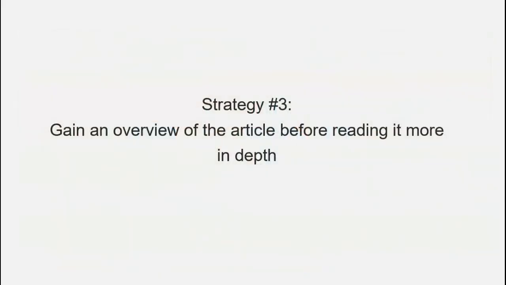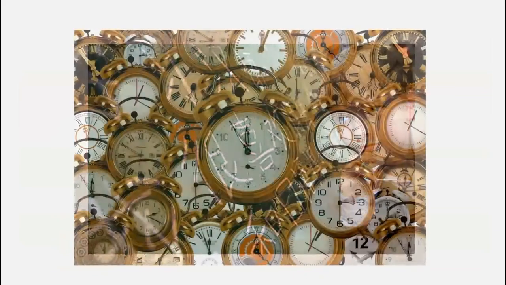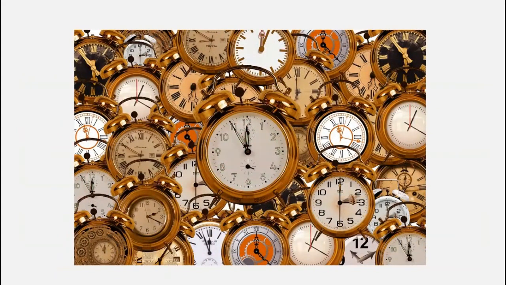Our third strategy is to gain an overview of the article before reading it more in depth. This will help you focus on the main message, which helps you better understand the article when you go back to read in more depth. It's just like trying to read in a foreign language. If you already know the main message, it's easier for you to understand the smaller details and context when you read it a second time. Gaining an overview of the article before reading it in depth also saves you time.